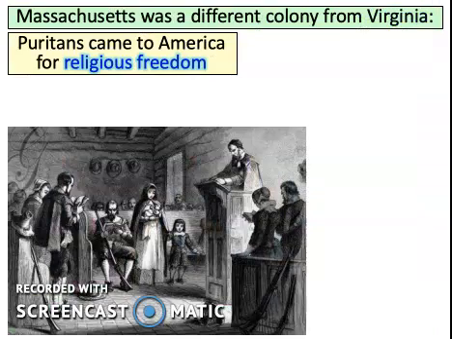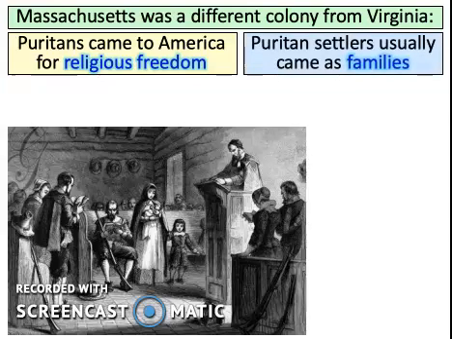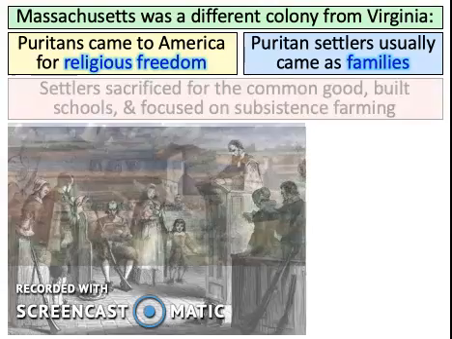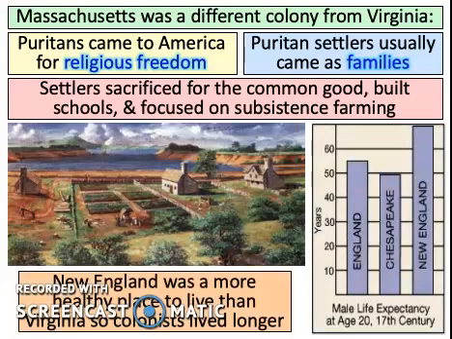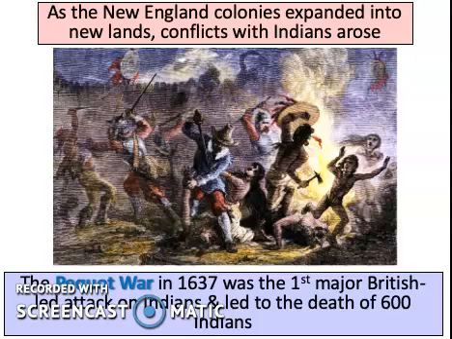Now, Massachusetts is a much different colony from Virginia. Puritans are going to come there for religious freedom. Unlike the mostly male population of Virginia, Puritans are going to come mostly as families. And generally, they sacrifice for the common good. We see them building schools or focusing on subsistence farming. And generally, it's a healthier place to live than in Virginia. The colonists live longer, and we can see that from the chart there on the right-hand side. And they're living nearly to 70 years old.